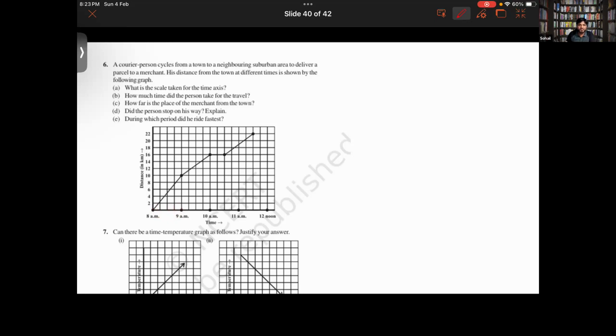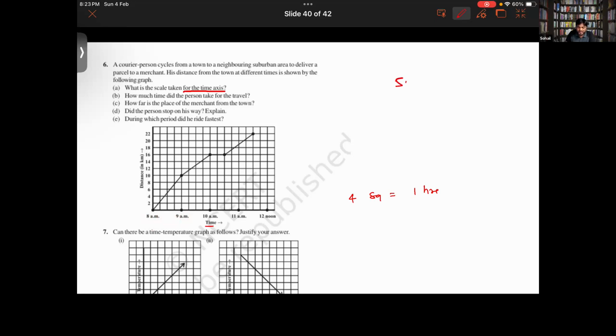So thereby the unit is 4 unit here, meaning that 4 squares equal 1 hour. Getting it now? That's why 8 plus 1, that is 9, after 8 that is 9 a.m. here. 4 squares mean 1 hour here. So the time unit is 4 unit here. The first question was, what is the scale taken for the time axis? Time axis के लिए हमने क्या scale लिया?